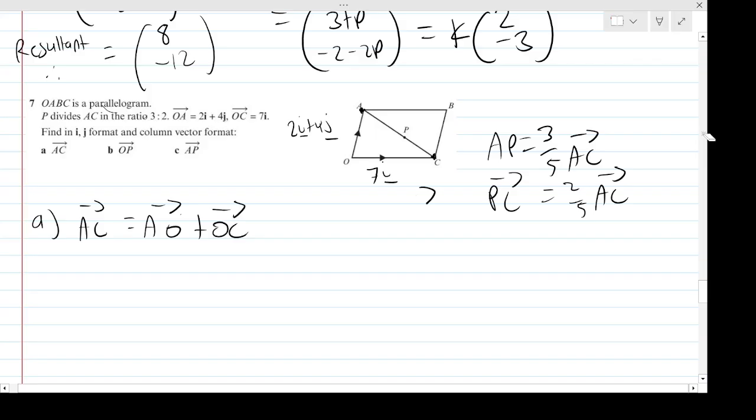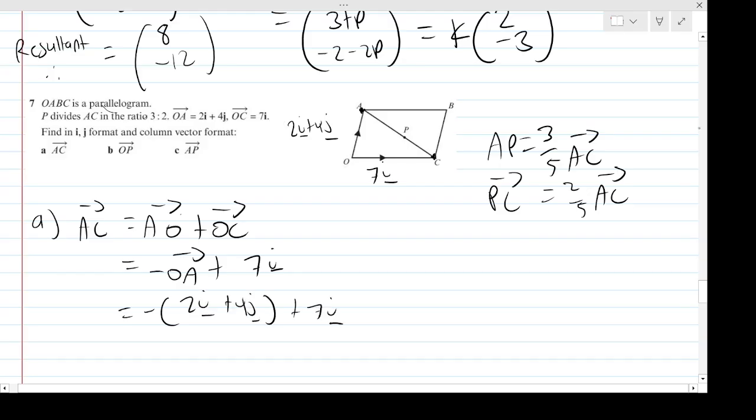And there we are. But actually, O to A is this vector, but we want to go the other way. So it's going to be the negative of the vector. So OA, we want to do the negative of that, right? If we want to go from A to O instead. And then O to C, well, O to C is 7i, right? But then minus OA, well, OA is this 2i add 4j, right? So it's going to be minus 2i minus 4j plus 7i.